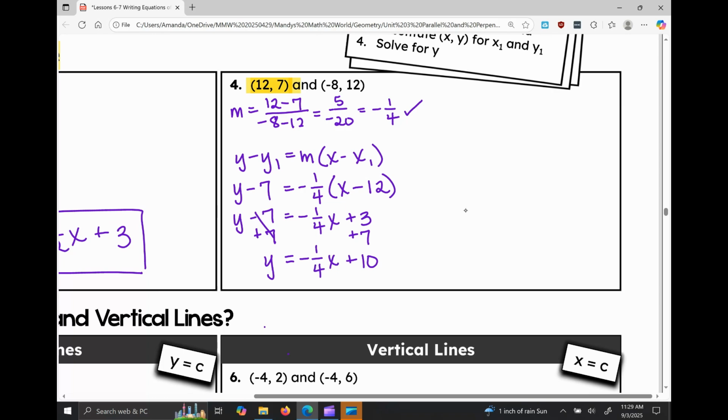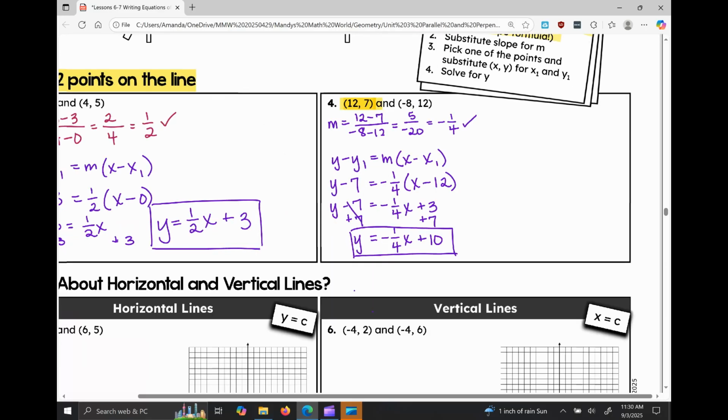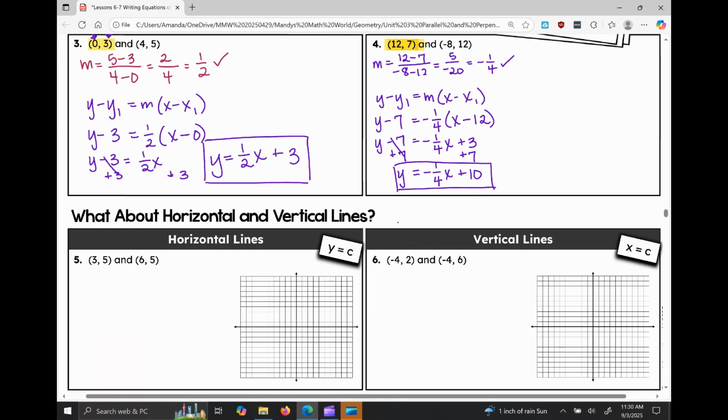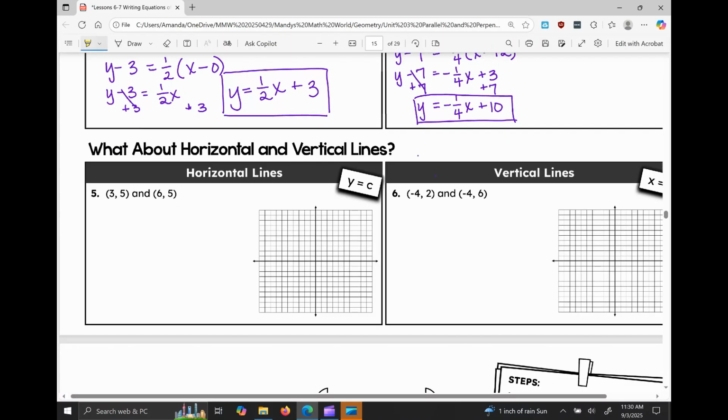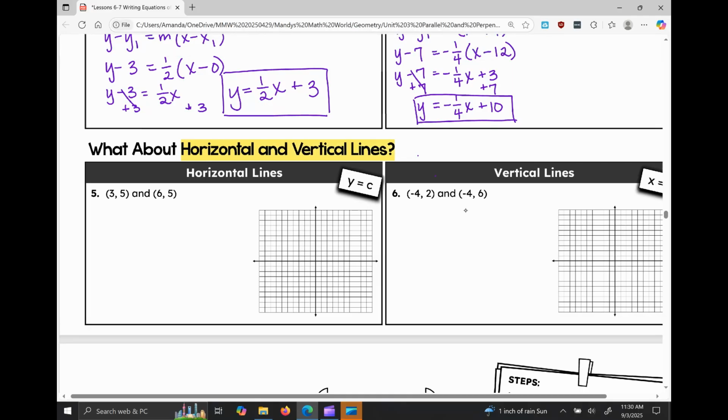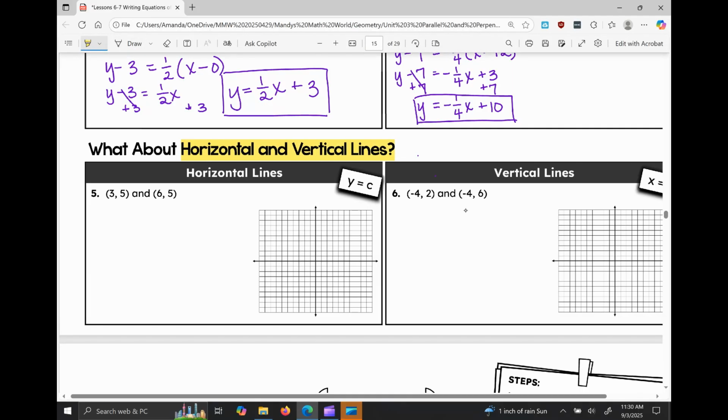And that's the equation of the line that passes through the points (12, 7) and (-8, 12). Let's move on to the next section, which is horizontal and vertical lines. I'm going to highlight it. What about horizontal and vertical lines? So recall, horizontal and vertical lines are just straight up and down or left and right.